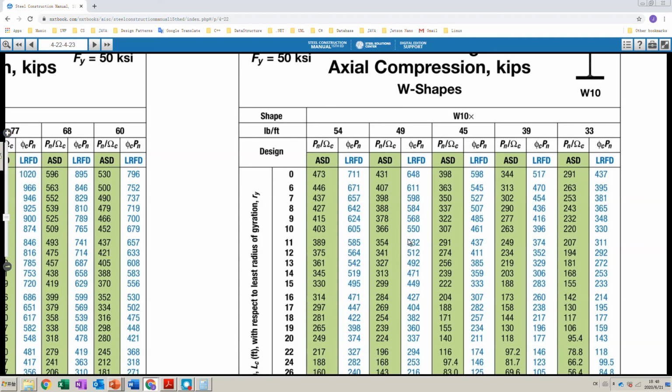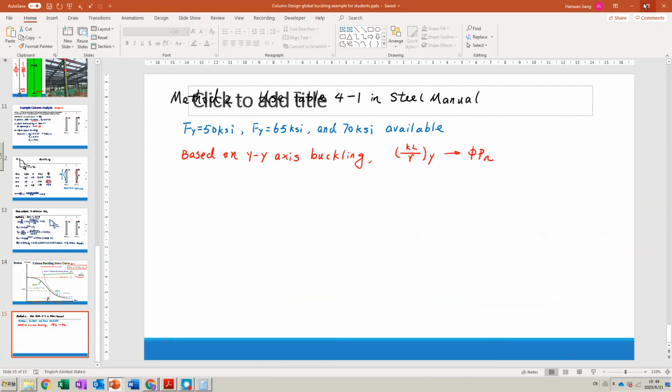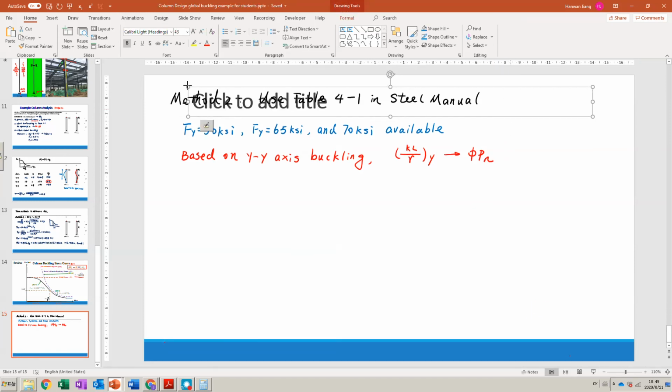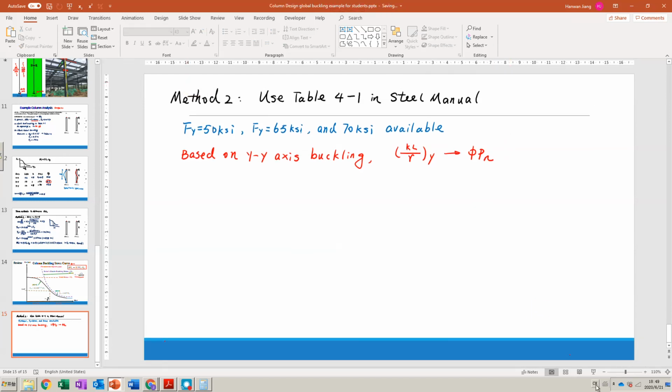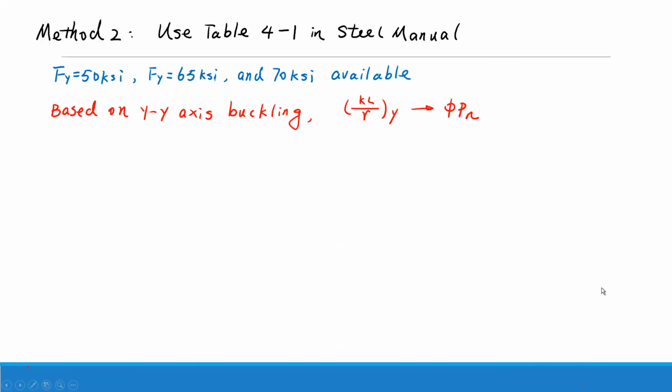So it's assuming that weak axis controls. So you're gonna enter KLy and get phi Pn from that. Sounds pretty good, right? But you may ask, what if my case is x-axis control? If my case is strong axis control, how can I still use table 4-1?